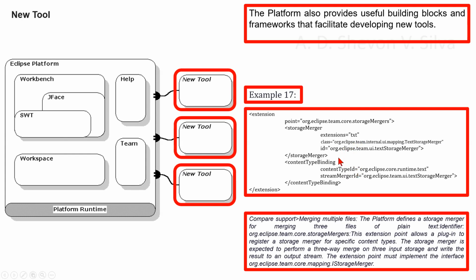The platform defines a storage merger for merging three files of plain text. The storage merger itself is described in the storage merger element. You must specify the ID of the merger and the class that implements it. You may also specify the file extensions for which the storage merger should be used. You may also use the content type binding element to associate a content type with the storage merger. Storage mergers must implement IStorageMerger. This simple interface merges the contents from three different storage units into a single output stream. The not so simple implementation depends upon your plugin and its content types.